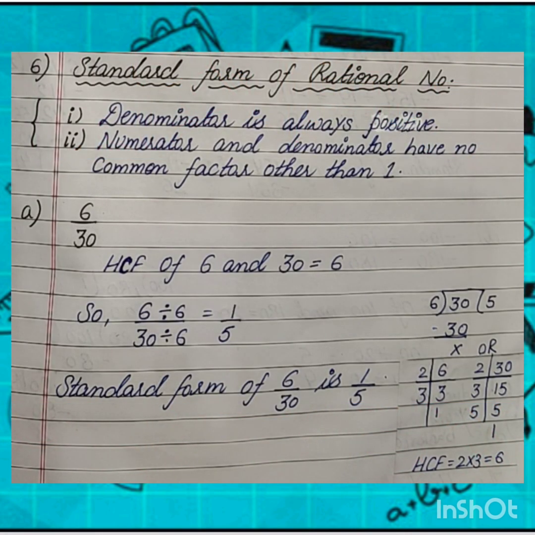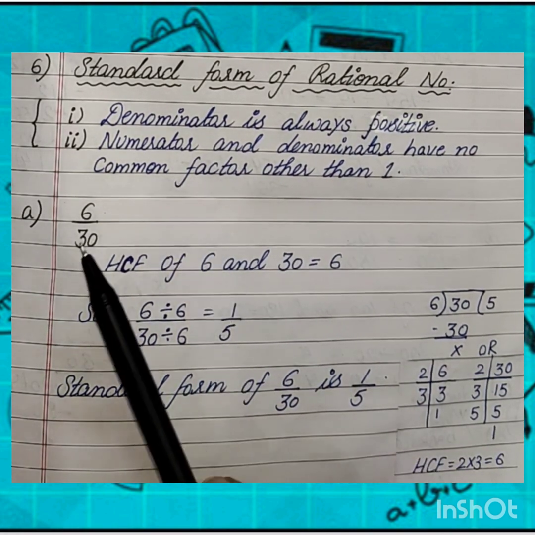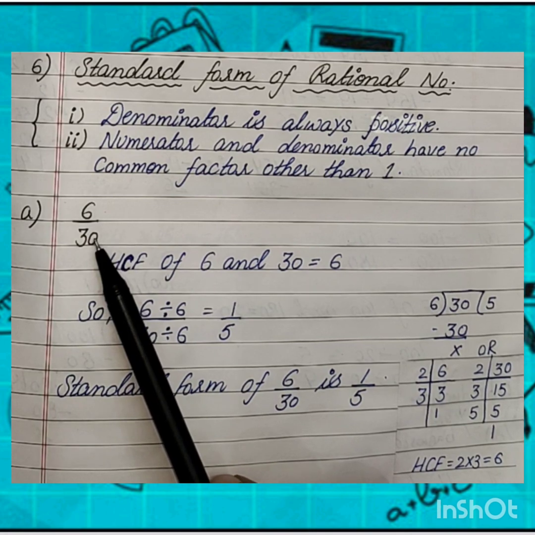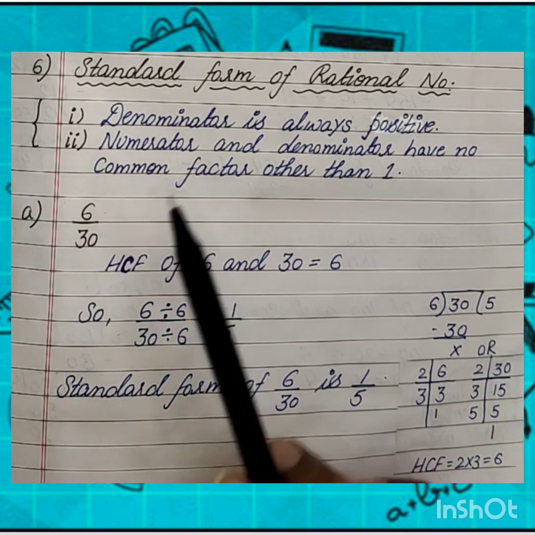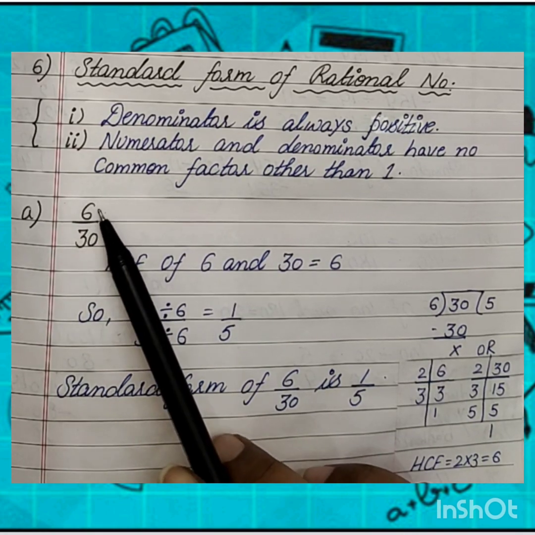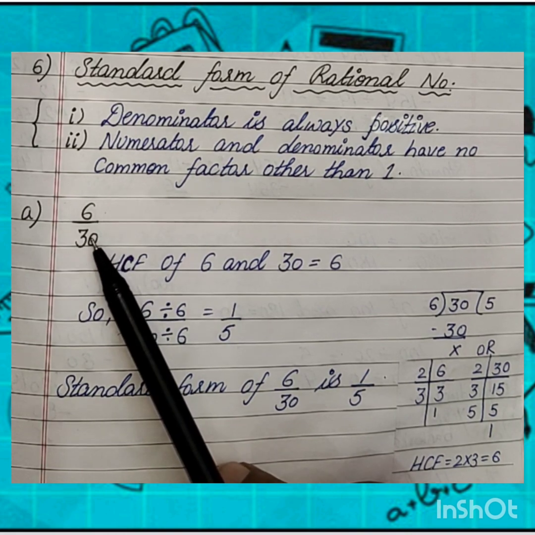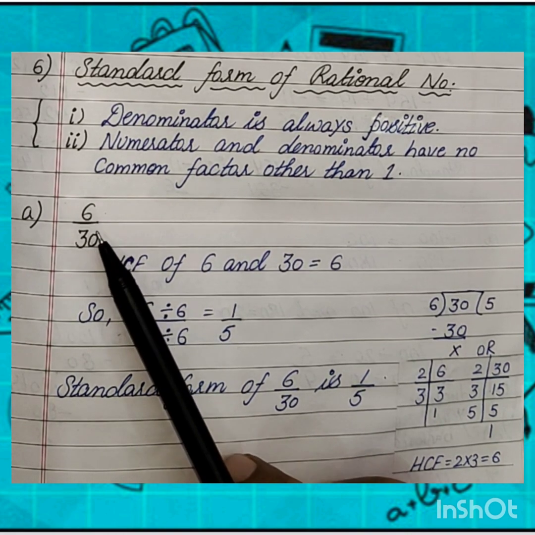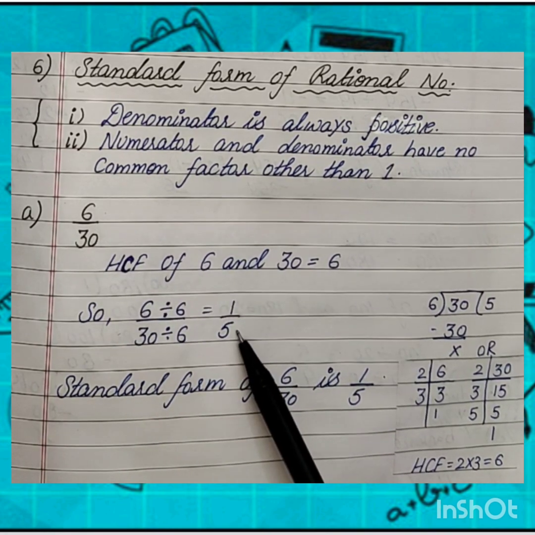Students, for the standard form of a rational number, we have to remember 2 points. First, the denominator should always be positive. अगर ये negative है तो first we will make it positive. Second thing, numerator and denominator should not have any common factor except 1. 1 के अलावा इनके पास कोई भी common factor ना हो, means अगर ये किसी common number से कट हो रहे हैं तो हम इसे कट करके reduced form में convert करेंगे.